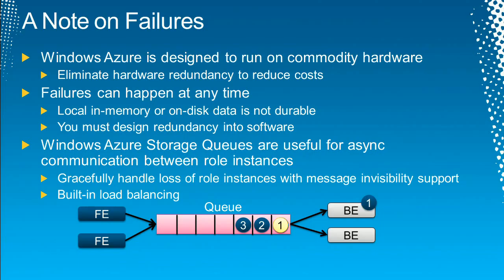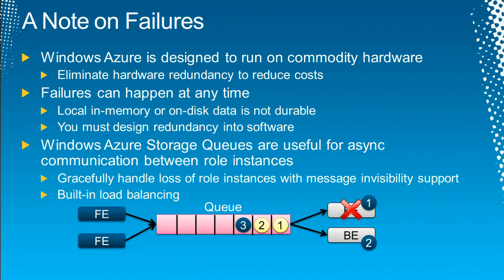When the back-end role instance dequeues a message, that message on the queue does not get deleted. It just turns invisible. So if somebody else goes to dequeue, they won't see it, but it's still sitting on the queue. The second role instance also dequeues. It gets the second work item, and that second work item is still on the queue, but it's invisible. There's a timeout on that invisibility that you control when you set this up, so that after a period of time, if the one who dequeued the message doesn't come back and delete the message from the queue, it becomes visible again.